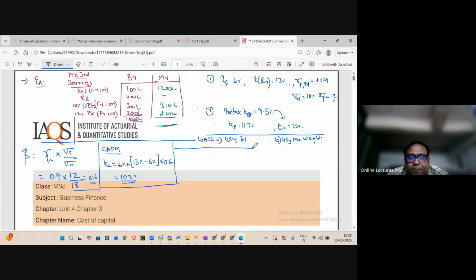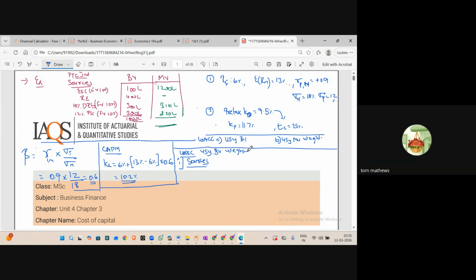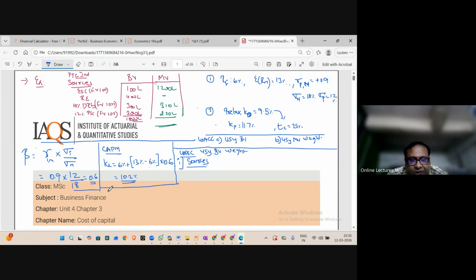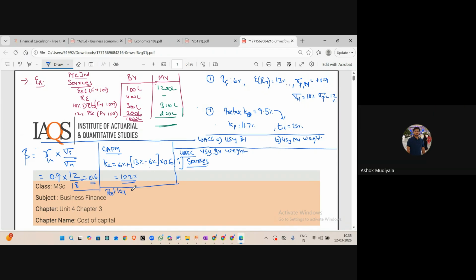Now going for WACC, WACC using book value weights. Cost of debt we have to find out, no? Yes. Post-tax KD will be 1 minus T into 9.5. Lovely. Can I have the number? It's 7.125. Thank you.